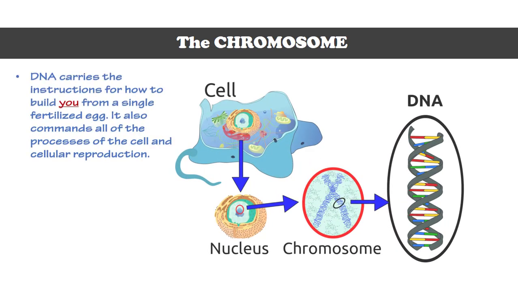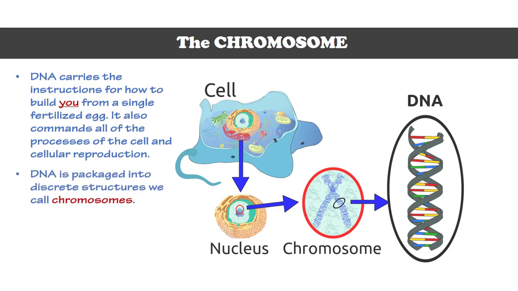DNA carries the instructions for how to build you from a single fertilized egg. It also commands all of the processes of the cell and cellular reproduction. DNA is packaged into discrete structures called chromosomes. These chromosomes stay in the nucleus of our cells.